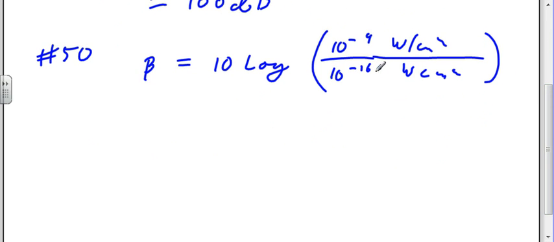All right, so back to what we're doing. 16 becomes positive 16. Subtract 9 from 16 becomes 7. Log of 10 to the 7th becomes 7, and times 10 becomes 70 dB.